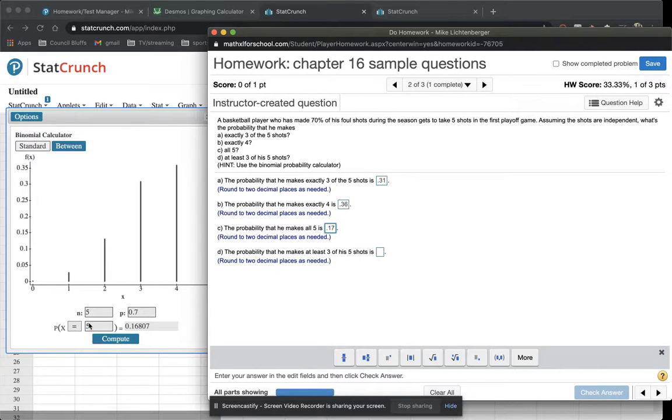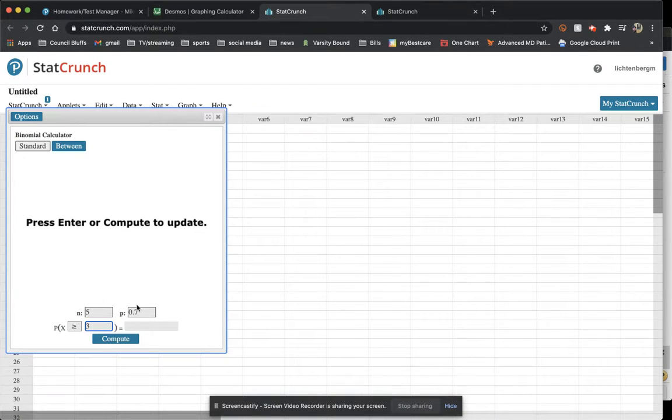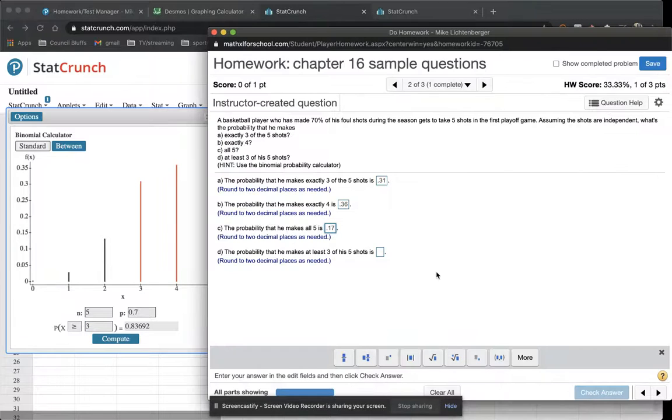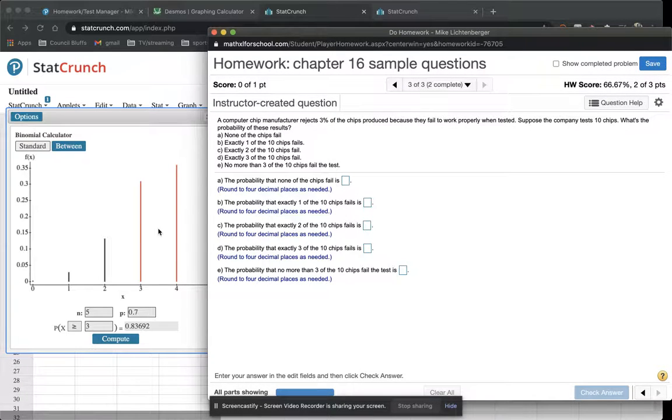The probability that he makes at least 3 of his 5 shots. So at least means 3 or more. So we want greater than or equal to 3. We want this to be 3. At least 3 means 3 or more, so greater than or equal to 3. And we have 0.84. Okay, and that is it. It's just using that calculator.